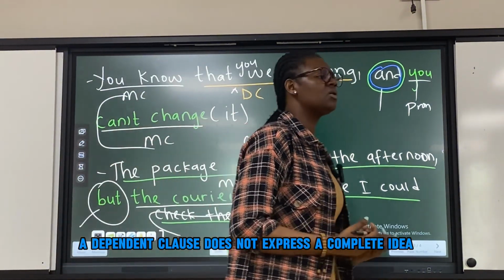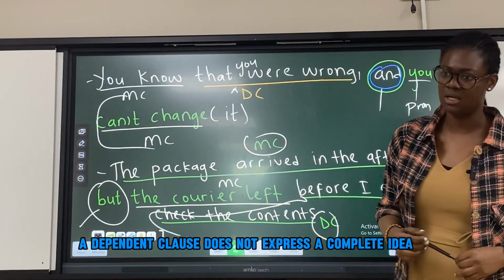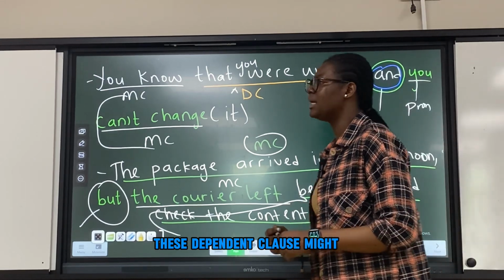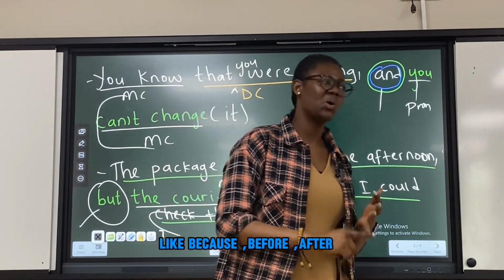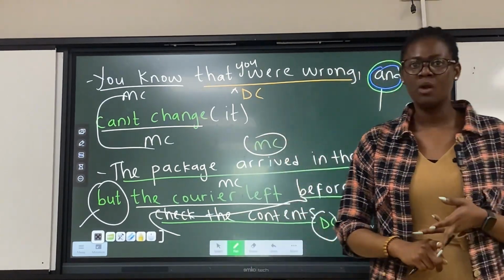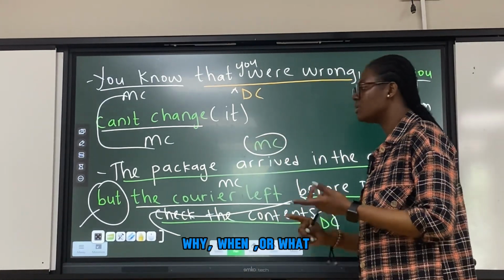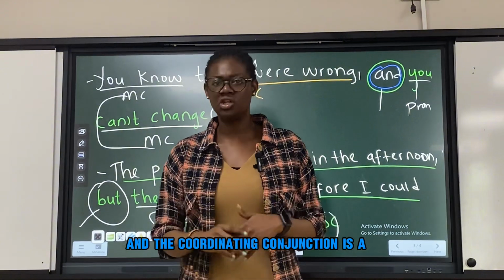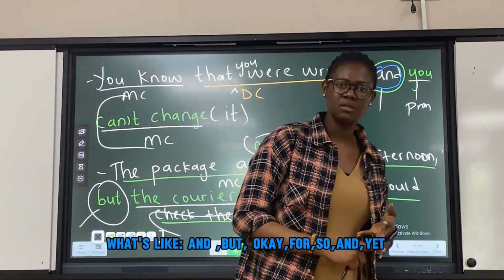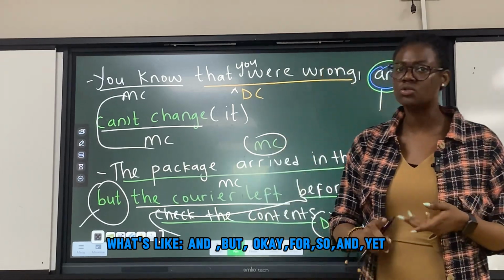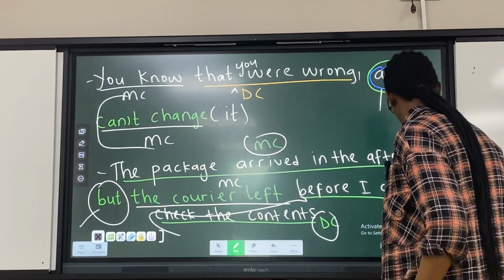Remember, a dependent clause does not express a complete idea. This dependent clause might, at times, be connected with a subordinate conjunction like because, before, after, while, when, or what. And the coordinating conjunctions are like and, but, for, so, and yet.